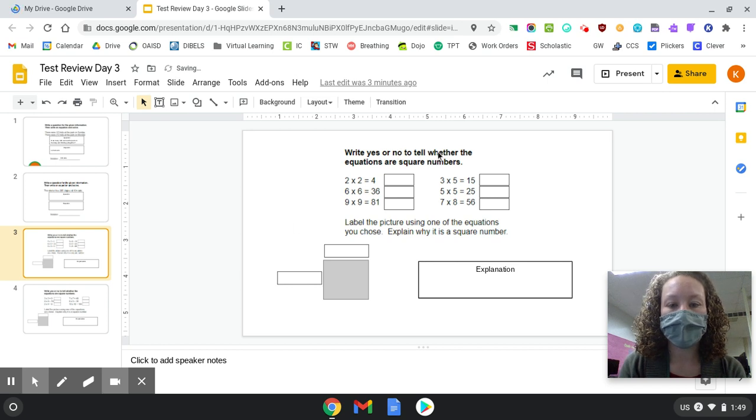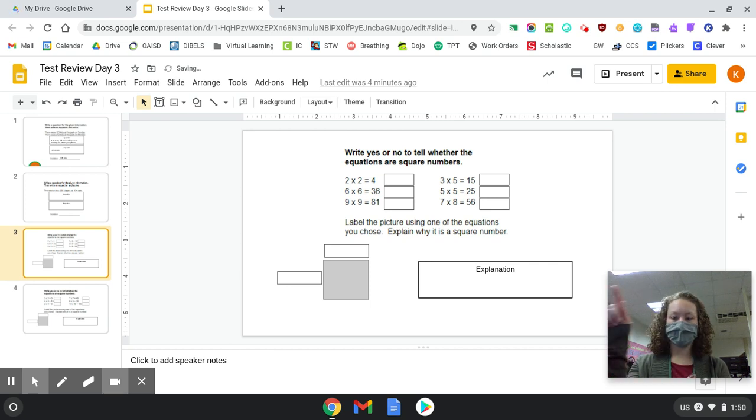The first part says write yes or no to tell whether the equations are square numbers. You have to remember what square numbers are. Square numbers are where if we draw them, it would make a square, like a 5 by 5. Remember, square means all the sides are the same. So a 4 by 4 or a 15 by 15. Okay, those would make square numbers.